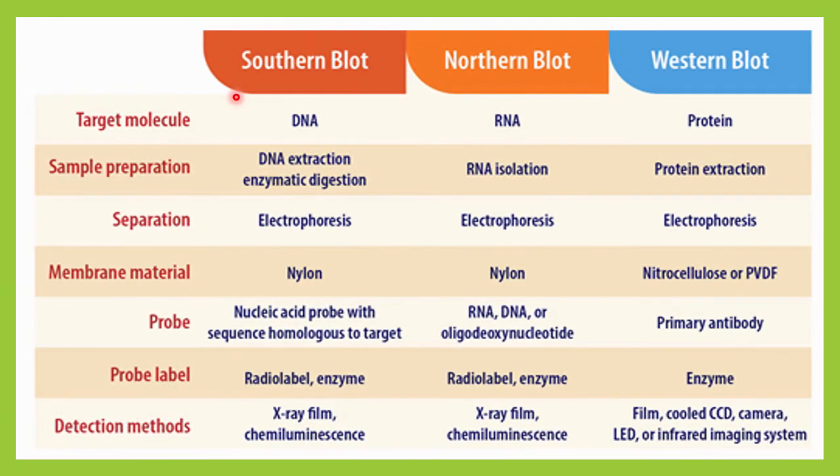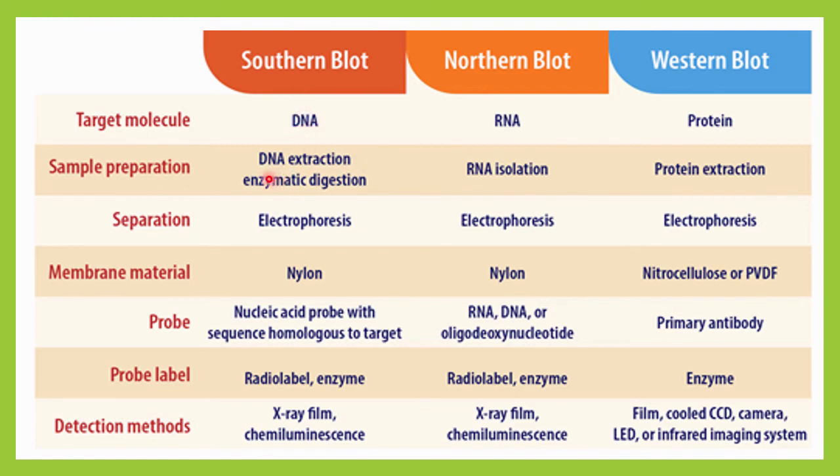We can classify autoradiography in 3 ways, that is southern blotting, northern blotting, and western blotting. In short, they are called SB test, NB test, and WB test. If you are targeting the DNA molecule, then it is called southern blotting. If you are analyzing RNA, then it is called northern blotting. And if you are detecting protein, then it is called western blotting. This is the difference.